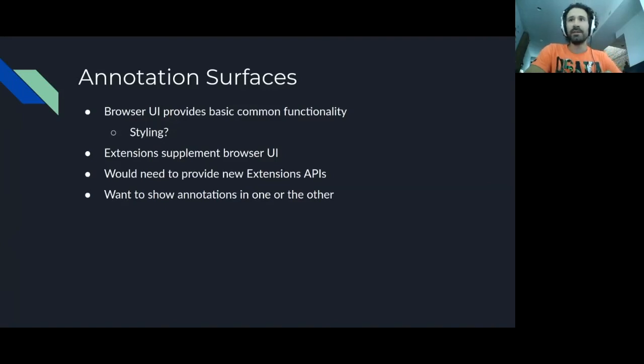As a very basic example, text fragments today already allow you to style the highlight using some CSS. We'd probably want to allow that for annotations, but there's a lot more freedom, I think, in annotations. I don't think that we want to allow arbitrary rendering, certainly not JavaScript, but there's a lot of questions over exactly how much control do we give over presentation.